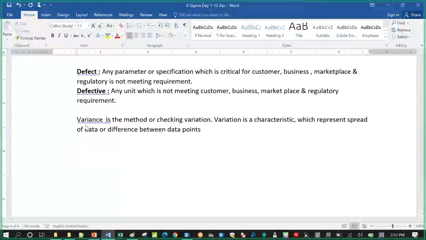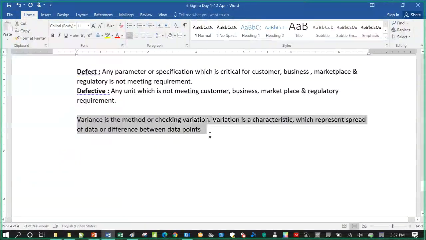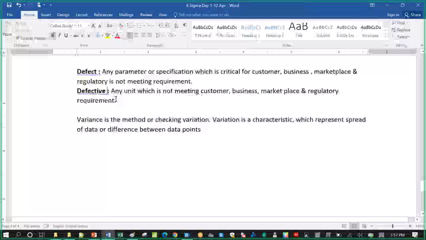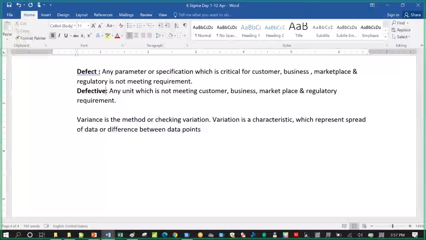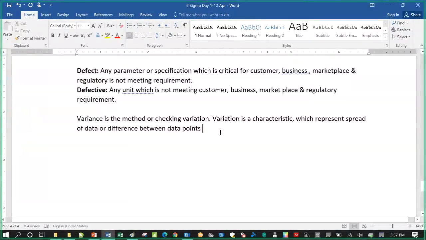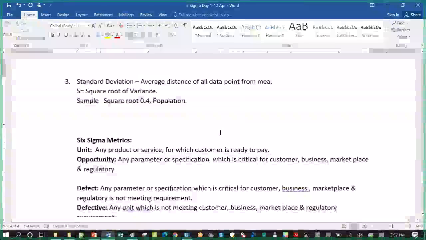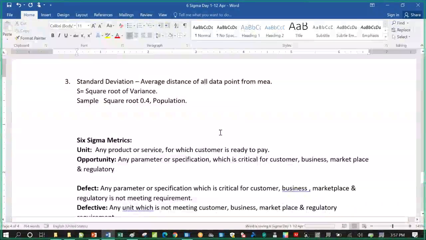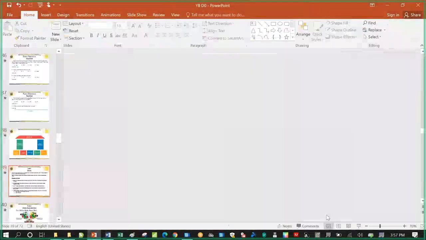Why I thought of putting this topic here is because most of us mix these words. We'll say, what is the variance? Variance is actually a different method. They use variance as variation, and that's why it confuses. Okay, sir.